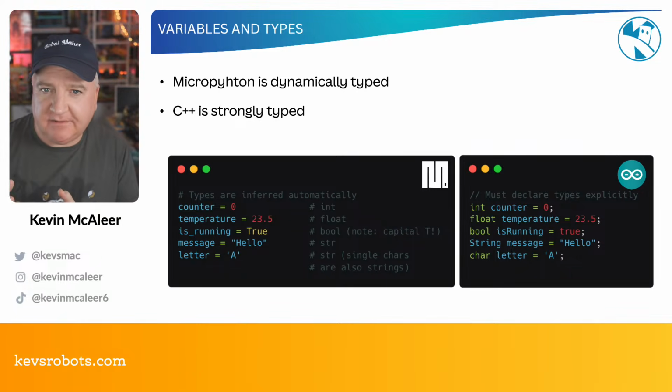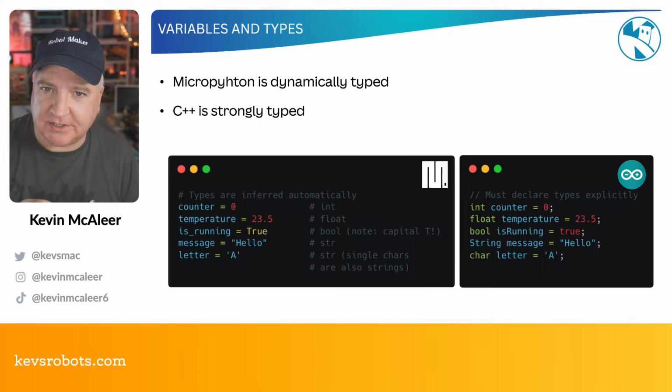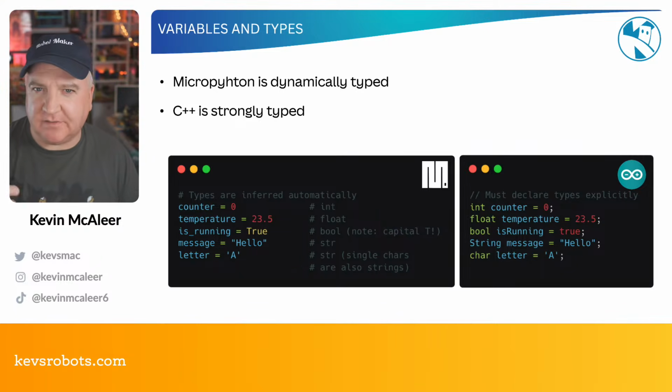In C, you have to define those types, like I said, up front. So int counter equals 0, float temperature equals 23.5, the boolean bool is running equal true, string message equals hello, and then character letter equals A. So in C, if you say character, it'll just be a single character stored in there. I think it reserves 2 bytes if I'm not mistaken. Depends on the actual architecture, but it can reserve 1 or 2 depending if it's Unicode or not.